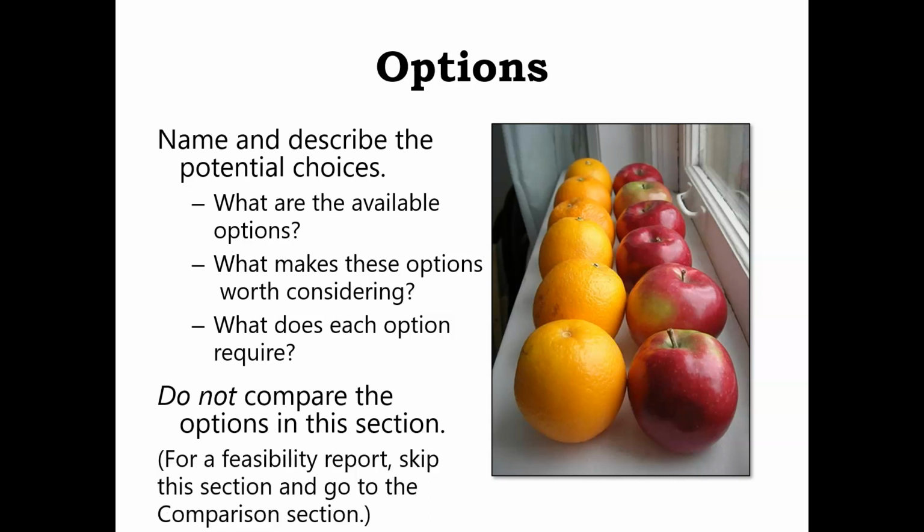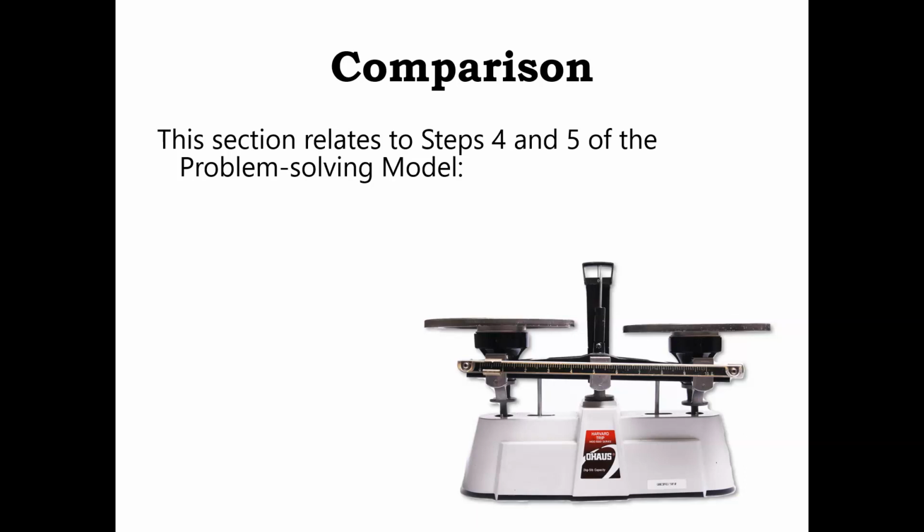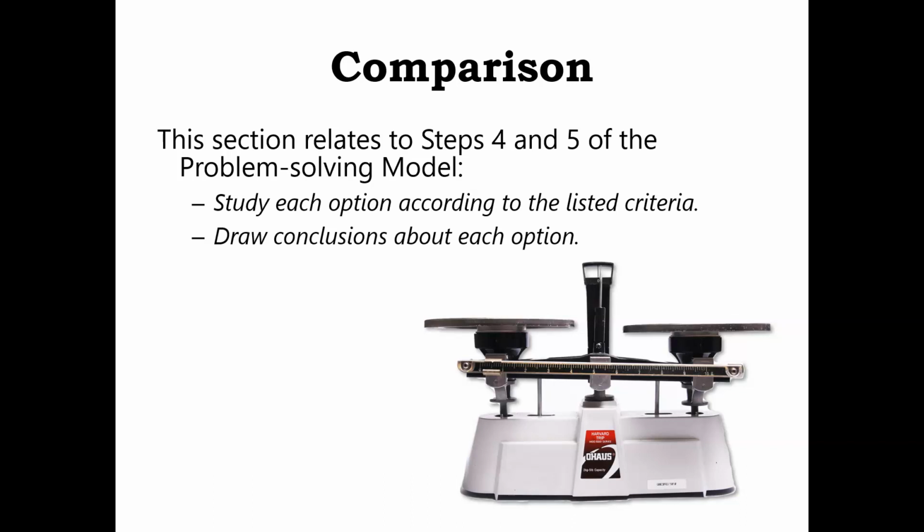Please note, if you're writing a feasibility report, you would entirely skip the options section because the options are feasible or not feasible, and go straight to the comparison section. The comparison section here relates to both steps 4 and 5 of the problem-solving model we've been talking about. You're going to study each option according to the listed criteria and draw conclusions about each option.